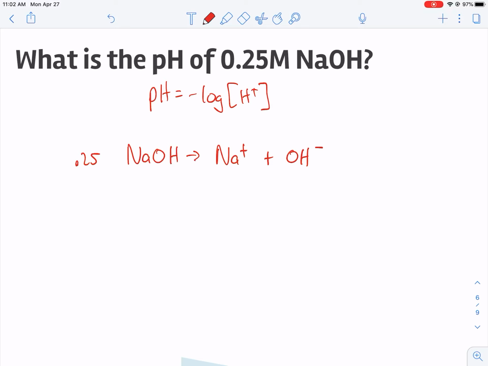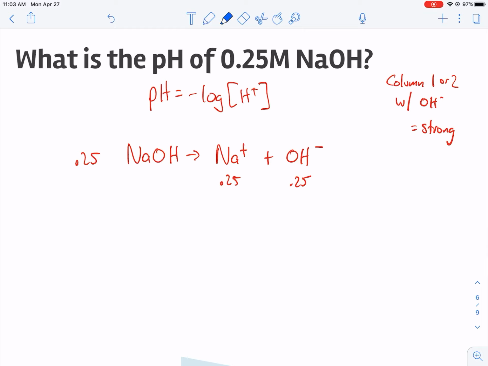If you see something from column 1 or 2 with OH minus, it's strong. So let's say, for example, I saw something like this, AlOH3. This is not from column 1 or 2, so this would be weak. Okay? So if it's something like sodium or potassium or barium, these things are from columns 1 and 2, and they tend to be strong. So this one's dissolving really well. So in the end, I'm going to get 0.25 and 0.25. It's going to dissolve 100%.